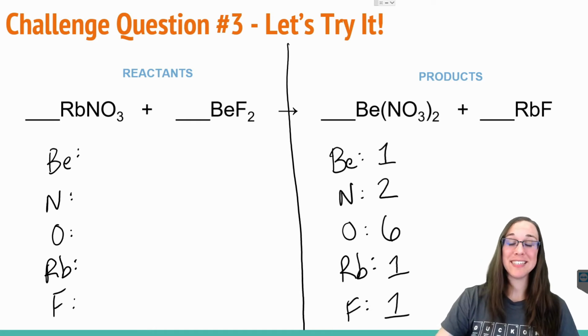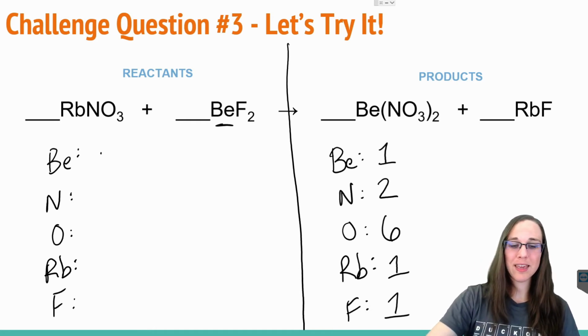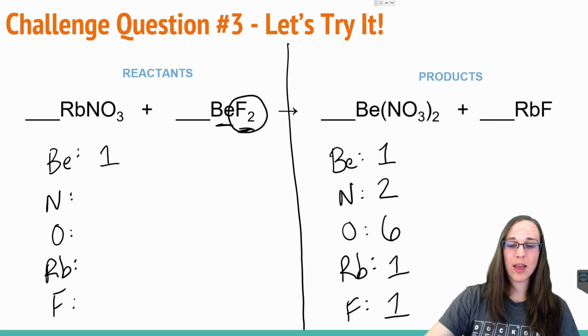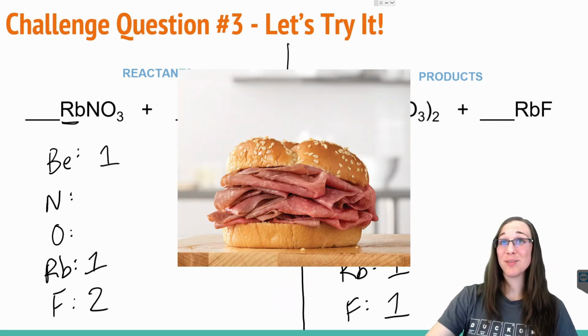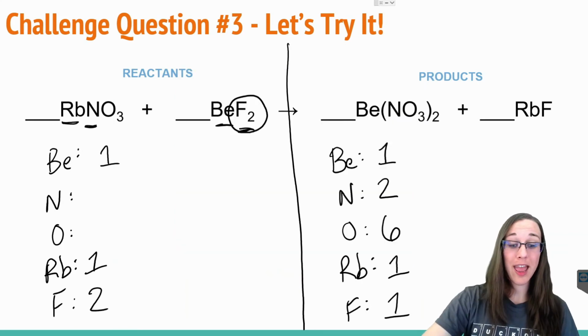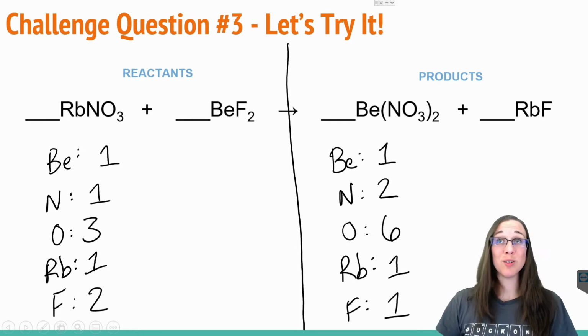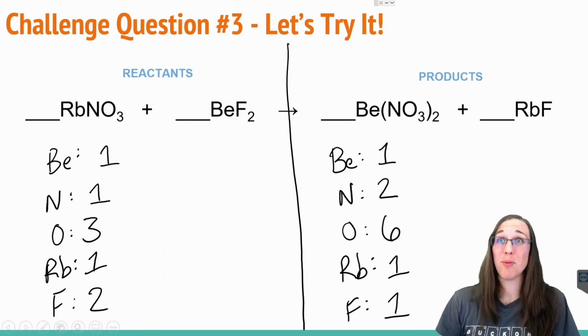How about the reactant side? I have 1 Be, I have 2 Fs, I have 1 Rb, not like Arby's sandwiches. I have 1 N, and I have 3 oxygens. Don't be frightened. We will get through this together, I promise.